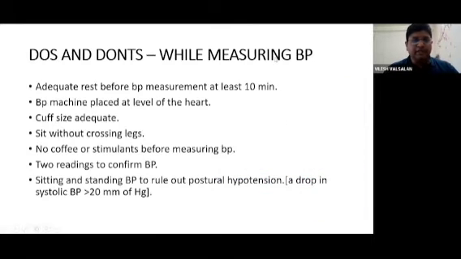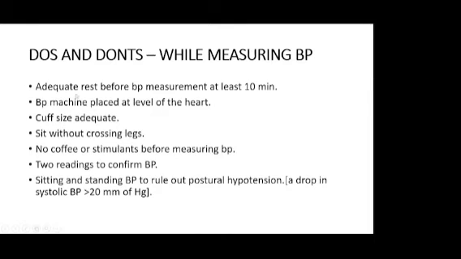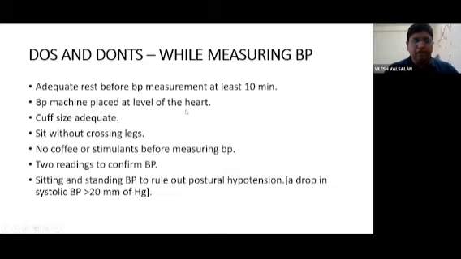And how do you measure blood pressure in your units? You have to make sure that the patient has rested well before you take the blood pressure. A walking patient, a running patient, somebody who's come late to the unit should not be directly put to measure blood pressure. You can ask him to rest for 5 to 10 minutes. The BP machine should be placed at the level of the heart. Your cuff size should be adequate to the arm size. The patient should never be sitting cross legged. While sitting cross legged, the BP will be shown 5 millimeters above the reading. There should be no stimulants taken before measuring the blood pressure, like coffee or any other stimulants.